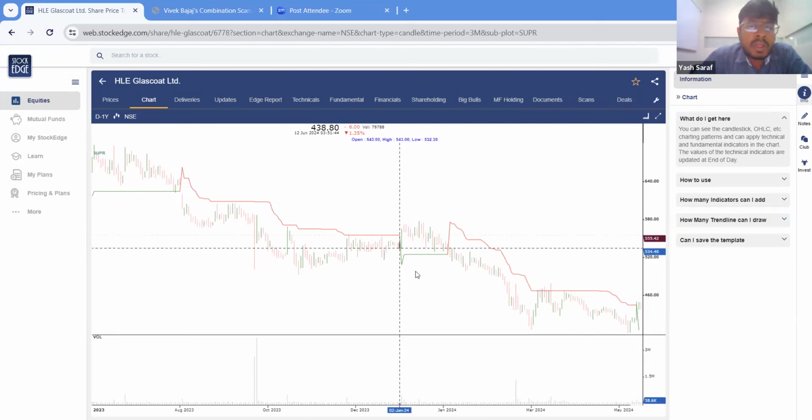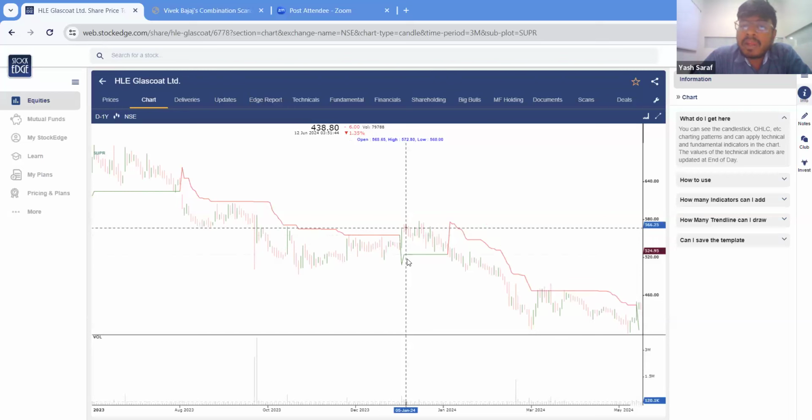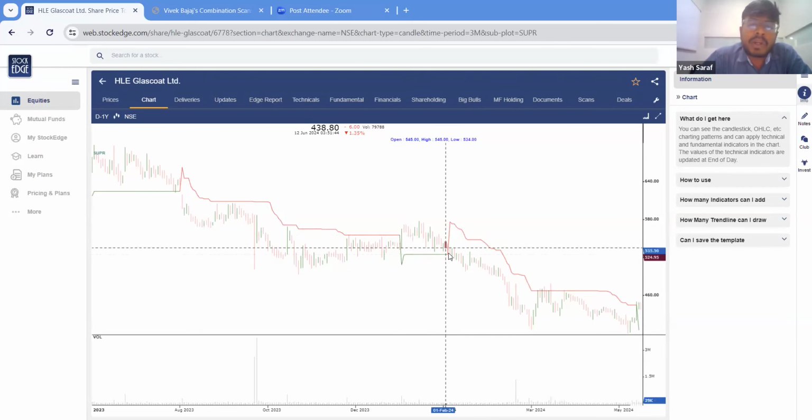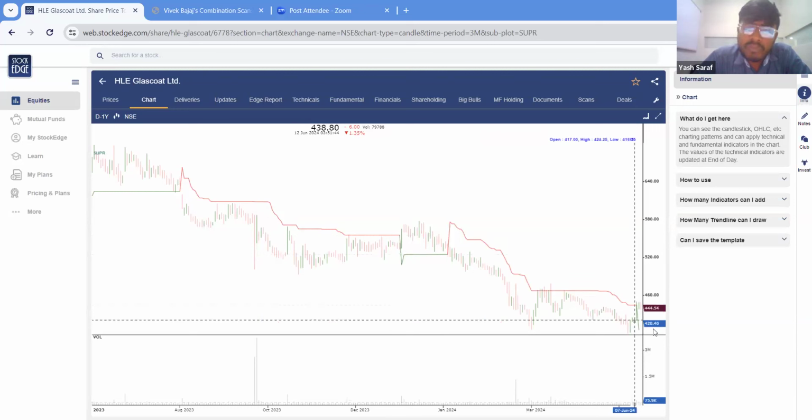Almost 15% decrease. Then again, this stock gave a buy signal, which means this red line converted to green line and came below the prices. And it was a very short buy signal, which was not quite evident. And the stock continued its negative momentum. And again, our sell signal was generated over here at the levels of 533.80. And you can see that from that level, this stock has again come to 420, which is a clear cut 20% decrease. And then this stock has recently gave a buy signal.